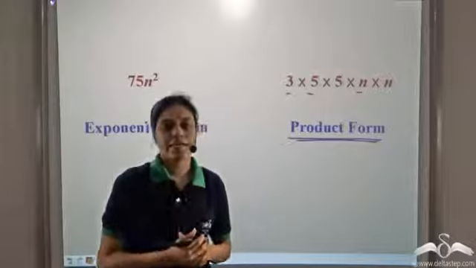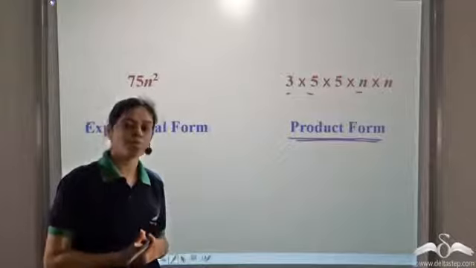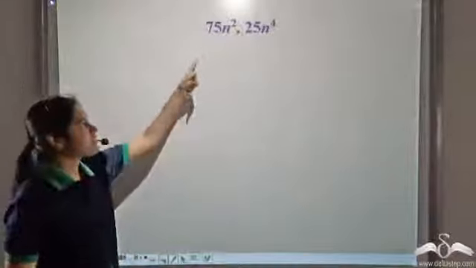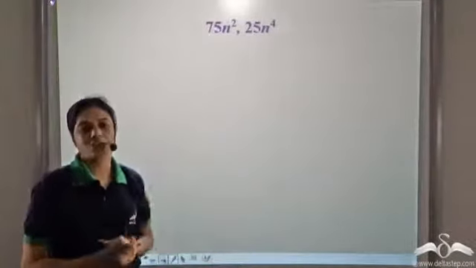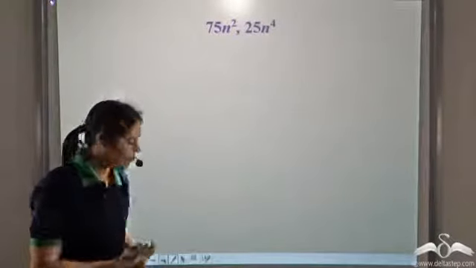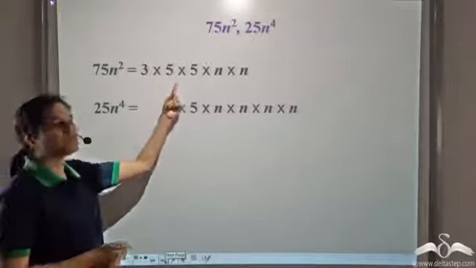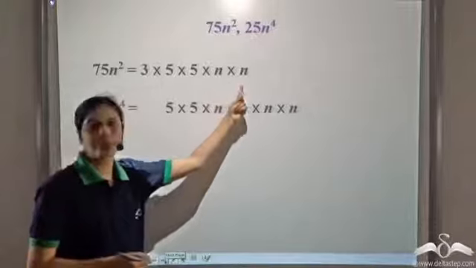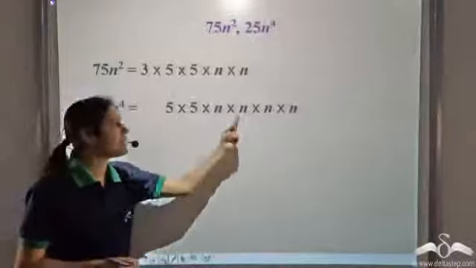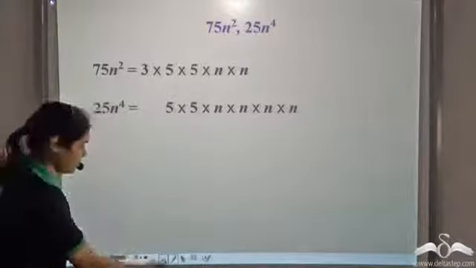So to calculate the HCF of algebraic terms, we need to write them in their product form. So let us calculate the HCF of these two terms, 75n square and 25n to the power 4. So step 1 is to write them in their product form. So we have written it in product form as 3 into 5 into 5 into n into n, and 25n to the power 4 is written as 5 into 5 and then n 4 times. Now we see what are the common factors.